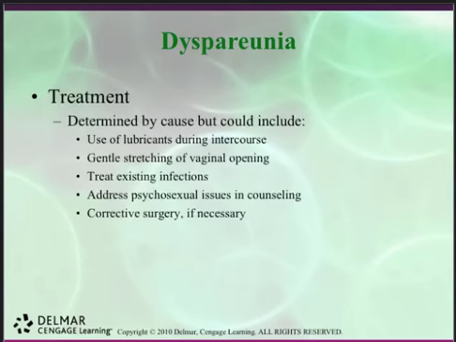Treatment is determined by the cause, but it can include the use of lubricants during intercourse, stretching of the vaginal opening, treating existing infections, and addressing psychosexual issues in counseling, or corrective surgery if necessary. Surgery may be needed for the small vaginal opening, or for fixing the painful erection, or for dealing with an overly tight foreskin.